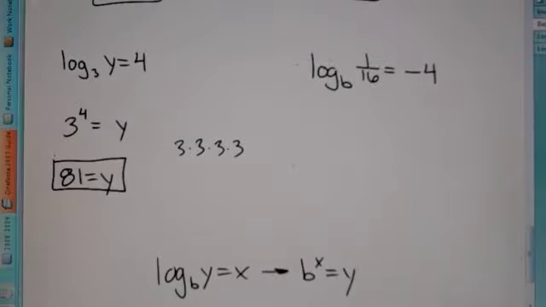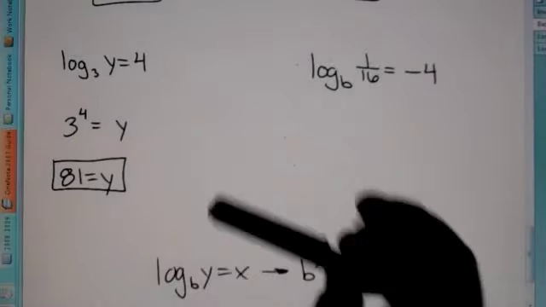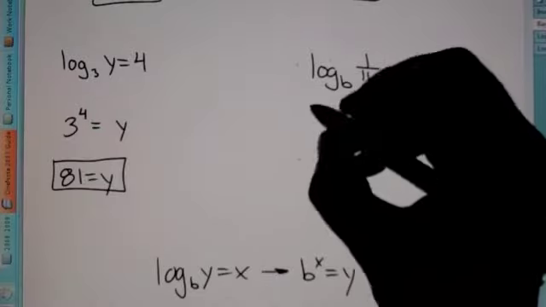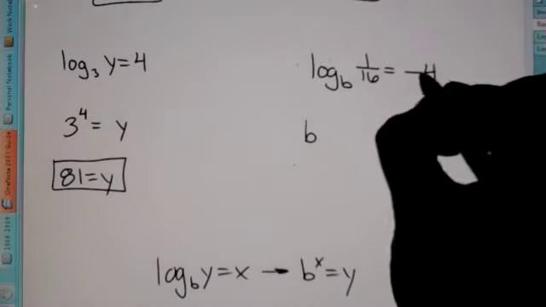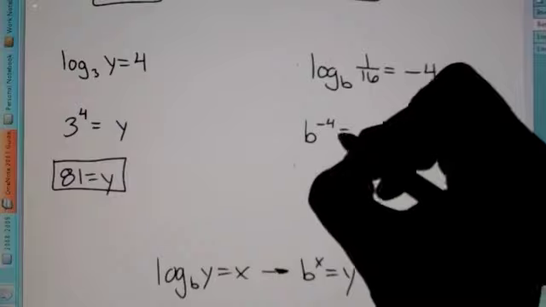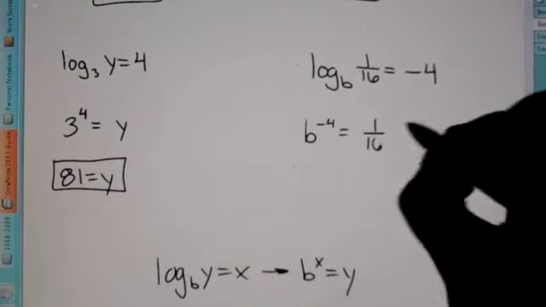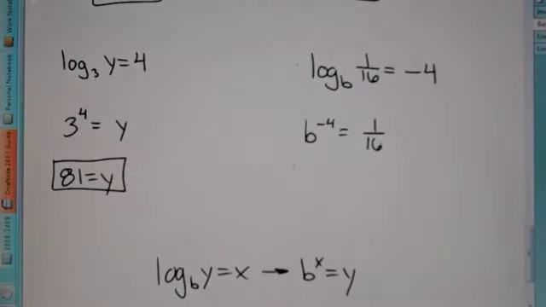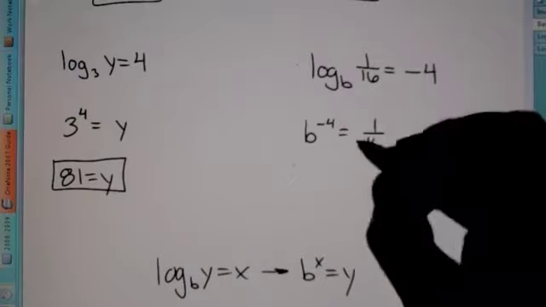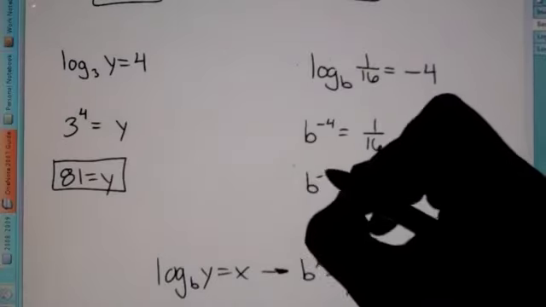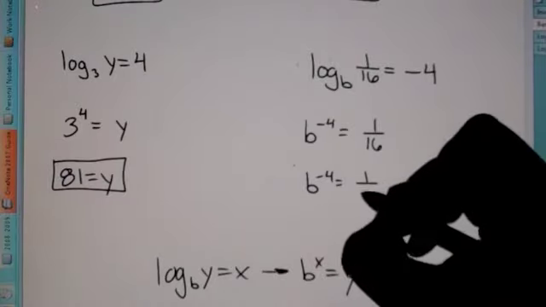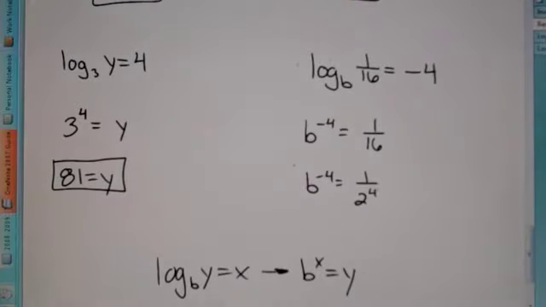Okay? All right. And for our last problem, again, we're solving for b now. So b to the negative 4 is equal to 1 over 16. Well, this one's a little tougher because we have to figure out what the base is. How can you rewrite 16 in which 4 is the exponent? What to the fourth power is equal to 16? Well, we do know that 2 to the fourth power is 16.